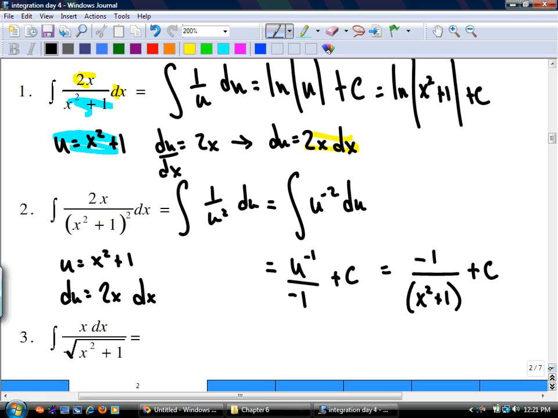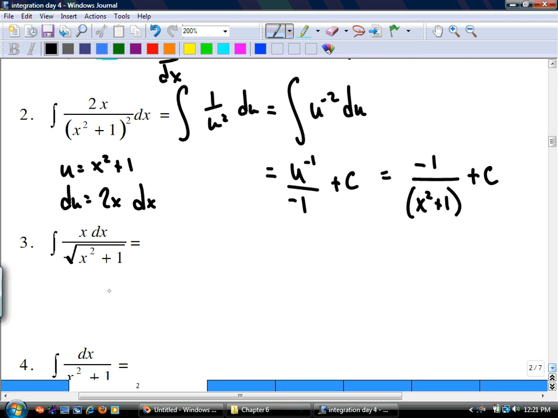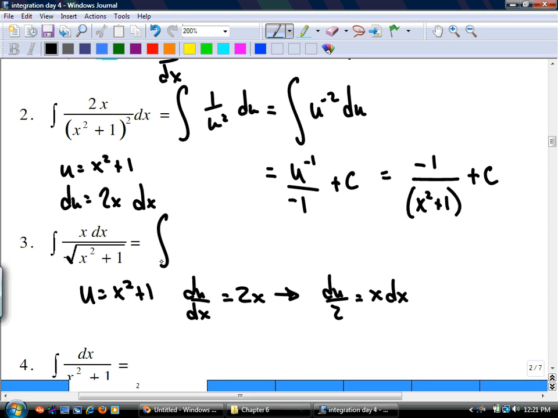Okay, what are you going to let u be here? So u equals x squared plus 1, du over dx equals 2x. I see an x, but I don't see a 2. So the antiderivative becomes 1 over the square root of u times du over 2.